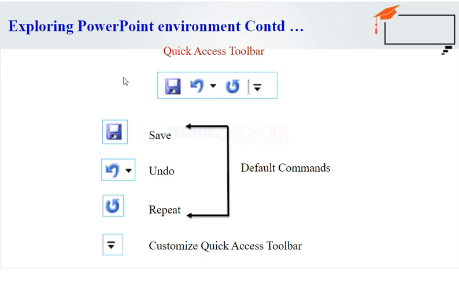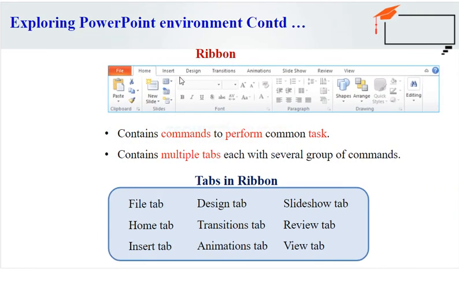Yes. So here this is the quick access toolbar. See here, this is Save, then Undo, and this one is Repeat. These three are the default commands, and this is the main thing: the Customize Quick Access Toolbar. So what are the options we can add in this quick access toolbar?